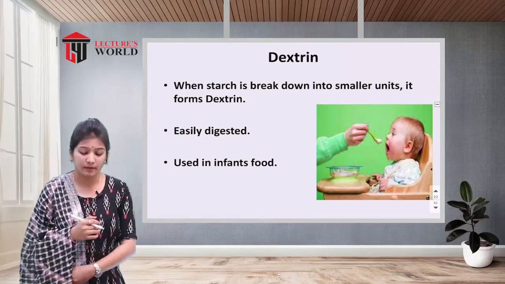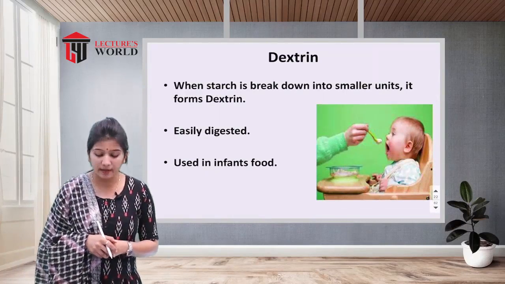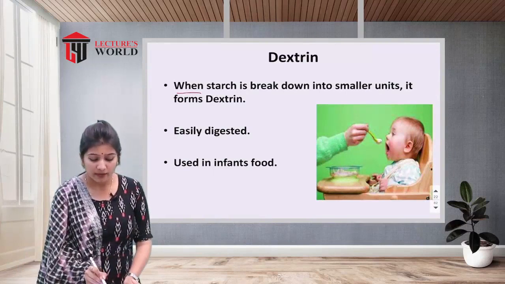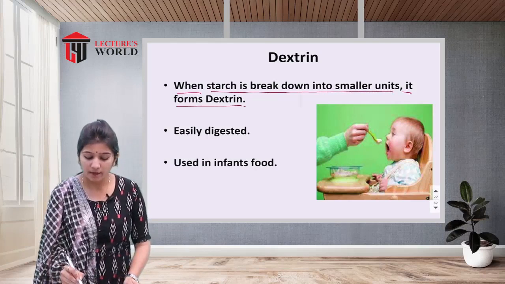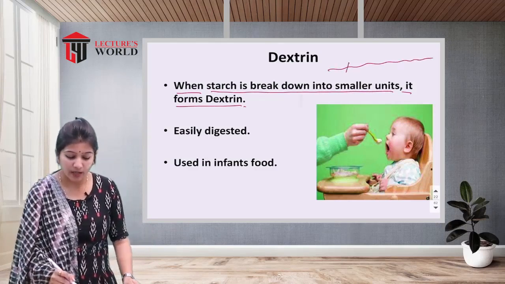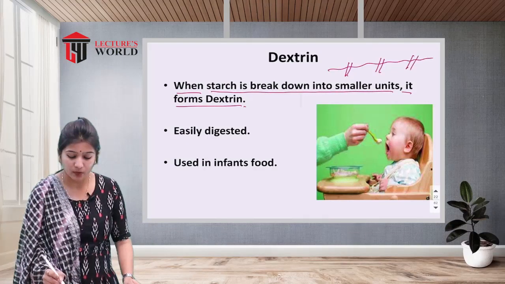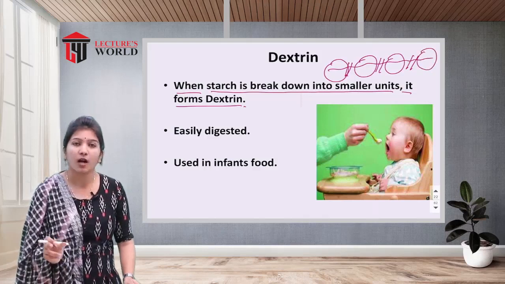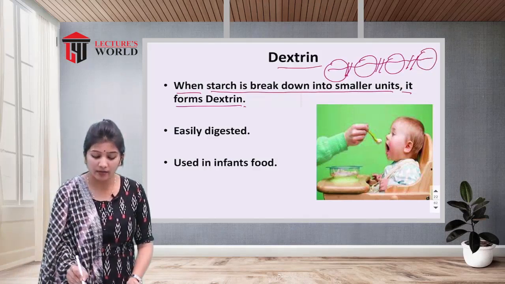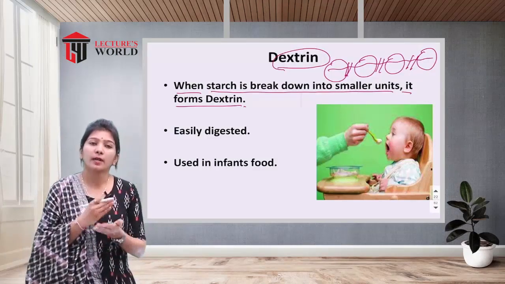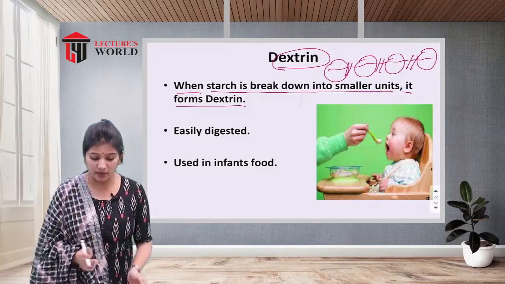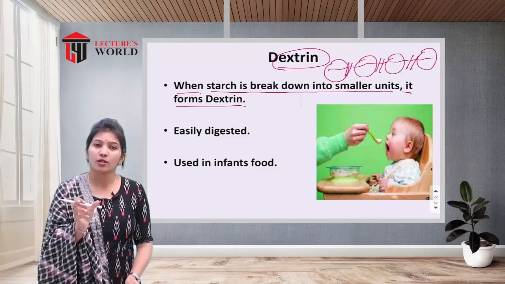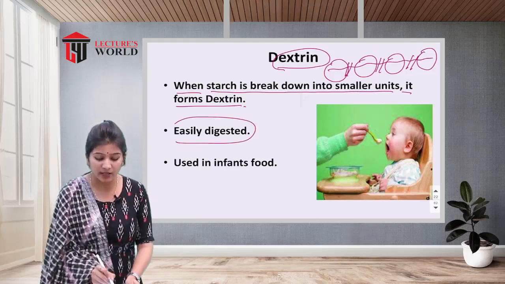Next is the dextrin. The next type of complex carbohydrate is the dextrin. When starch is broken down into smaller units, dextrin is formed. Whenever we break down a chain of starch, the small portion that we get is known as dextrin. And because it is a small portion, it is easily digested.